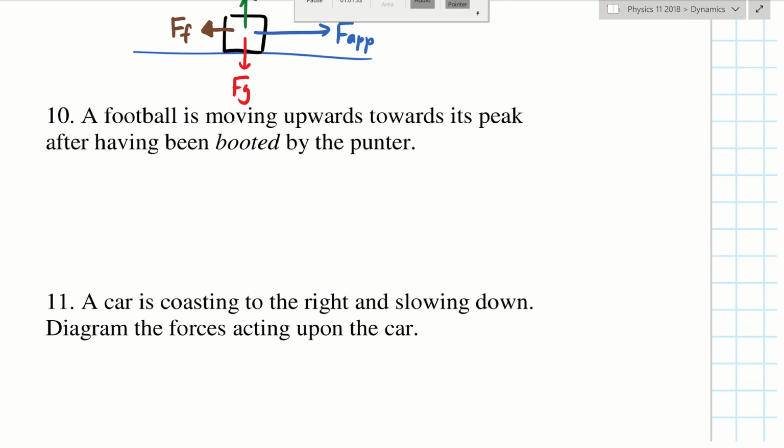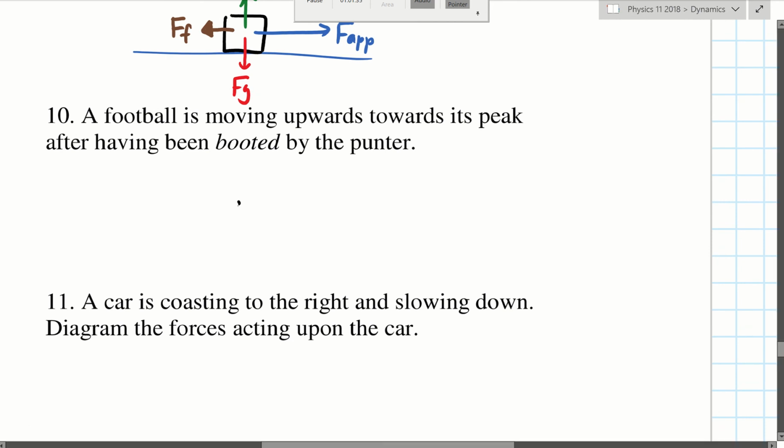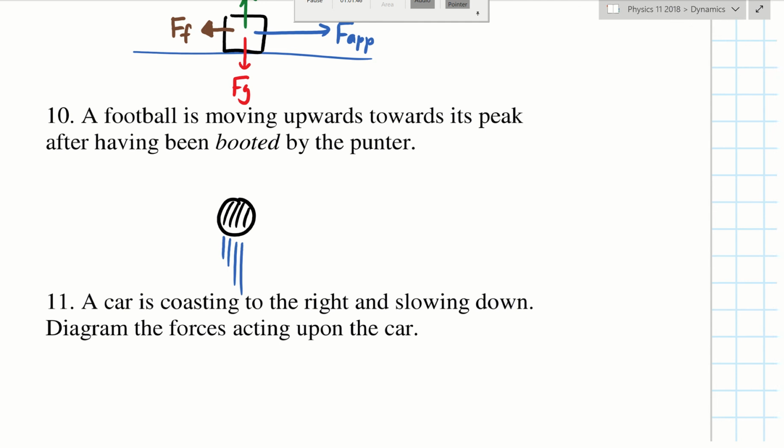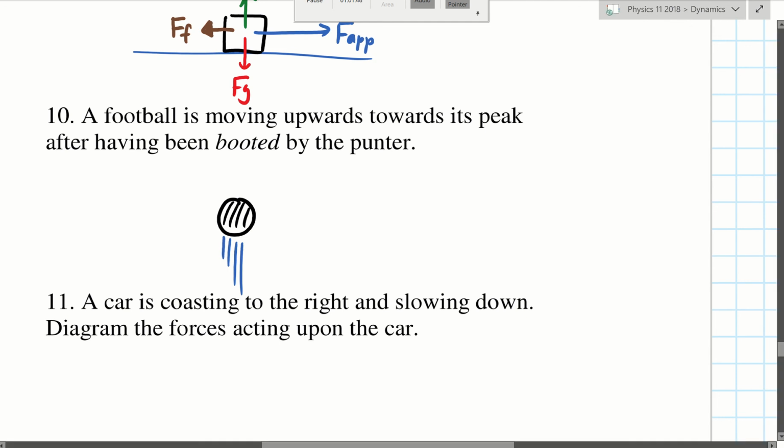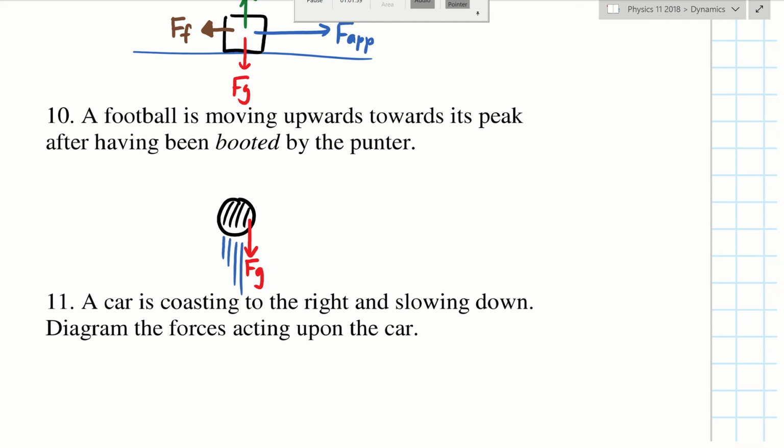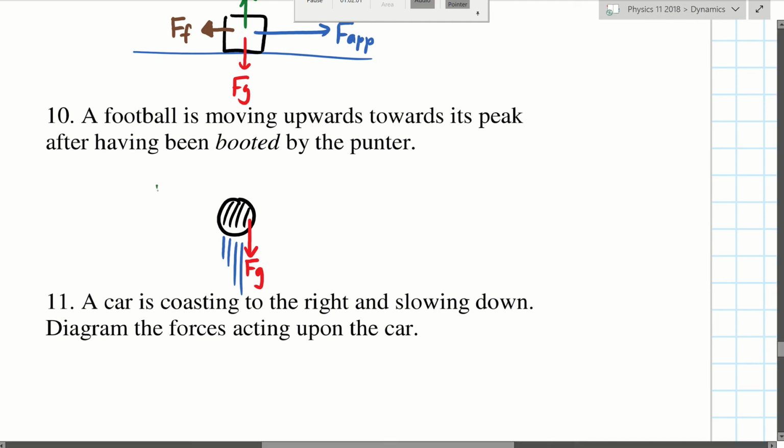Okay, football moving toward its peak. So that's a football, and it's moving toward its peak. That means it's on its way going up. Now, the free-body diagram on that. Of course, you're still going to have gravity. It doesn't matter which way your object is moving. Gravity is gravity. What else do you have? Which way is your object moving? This way, right?